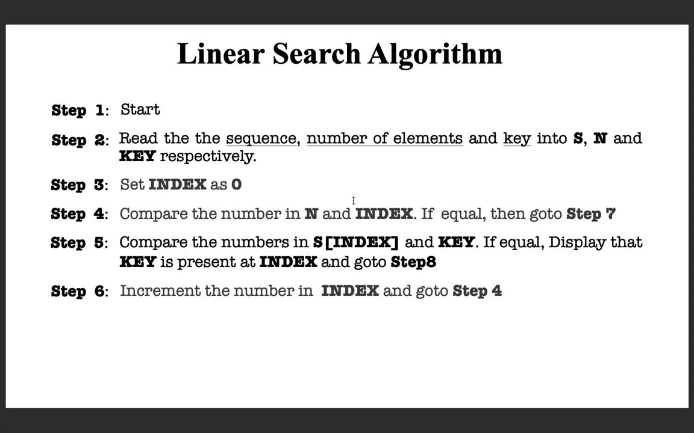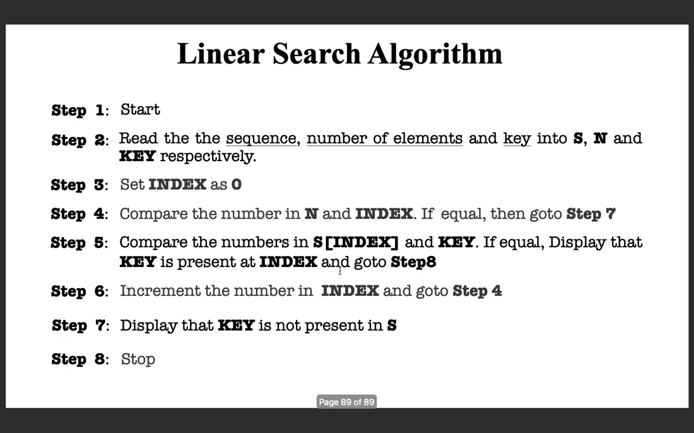And eventually, you will come to a situation where index becomes n. They are equal. That means key is not present from index 0 to n minus 1, and hence the sequence does not contain the key. That is the situation when you come to step 7. So you display the solution as key is not present in the sequence. And that's it. And in between, if you find the element in the sequence, you get this match, you display that it is present at that particular index, and you go to the stop statement of the algorithm. So that's the algorithm for linear search.